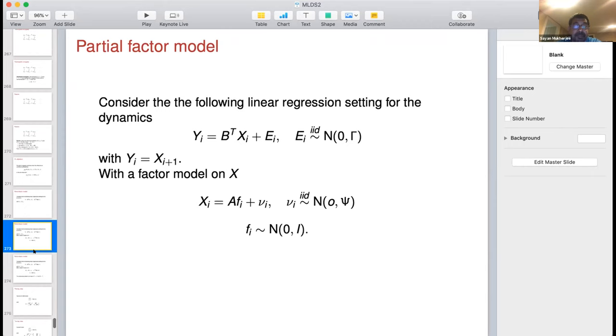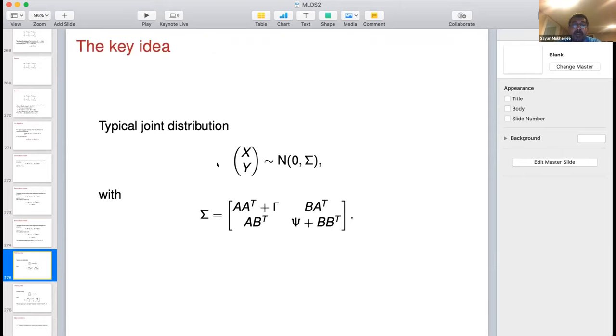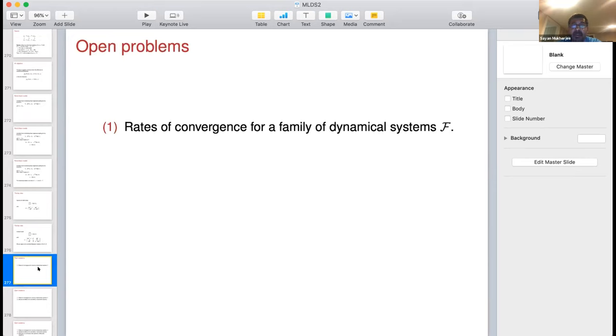Now, the statistical problem is basically you want to learn A, that's my projection pi star, and B, which is my map. What you can do is think of X and Y as a joint distribution. Let's make life simple, it's normal. And then the sigma is going to be A A transpose plus this gamma, and so this is what you're getting. Now that you have this, instead of modeling X and Y, you can also try to model these Fs, so you can model this triplet. And this is what your sigma is going to look like. There are very standard Bayesian models to infer A and B, and this is called a partial factor model.